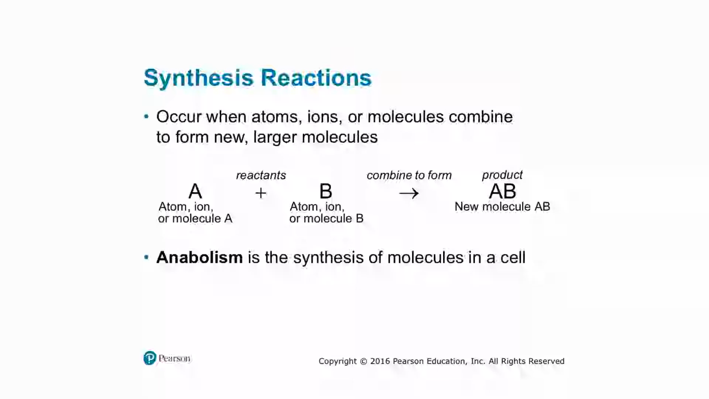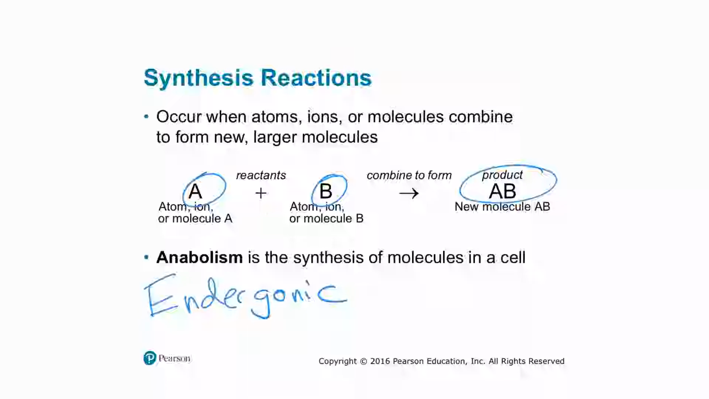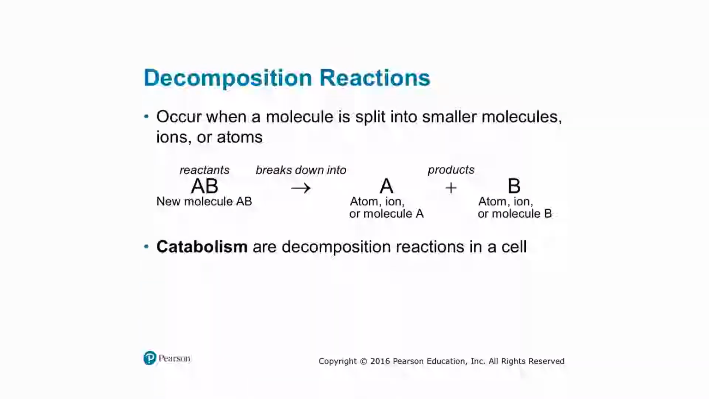So we're taking our reactants here, we're taking A, we're adding it to B, and they're going to combine in some form to form a new product, AB. This is what we call anabolism. This is the synthesis of a new molecule in the cell. Generally, you should understand that this is going to take energy, and so this is what we consider endergonic. Okay, so this is going to require energy.